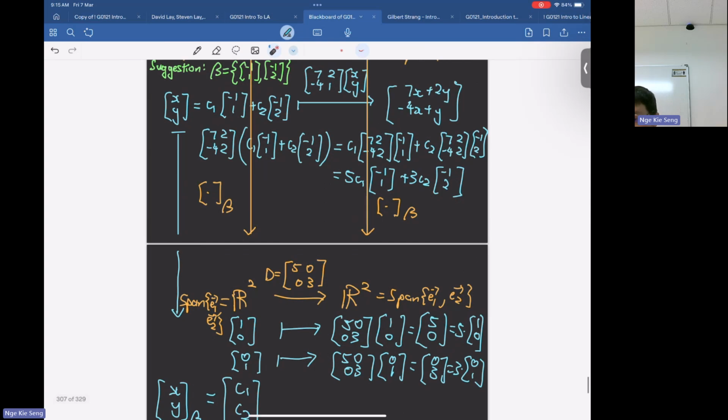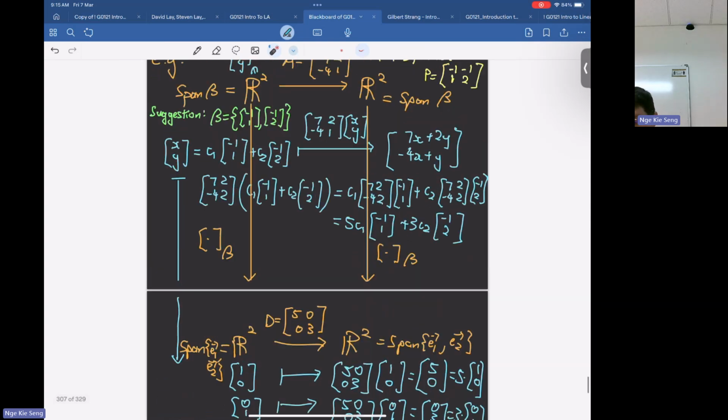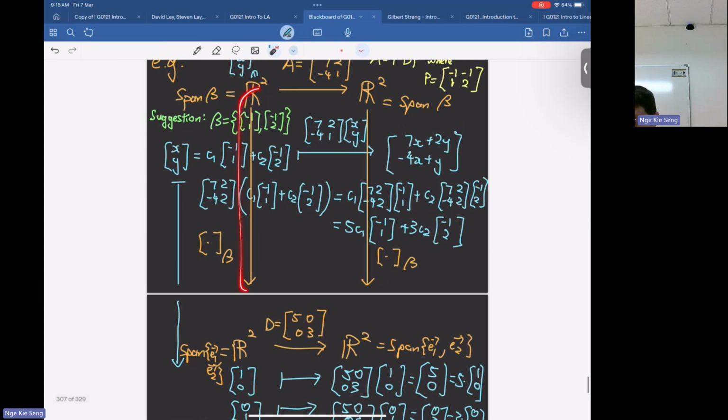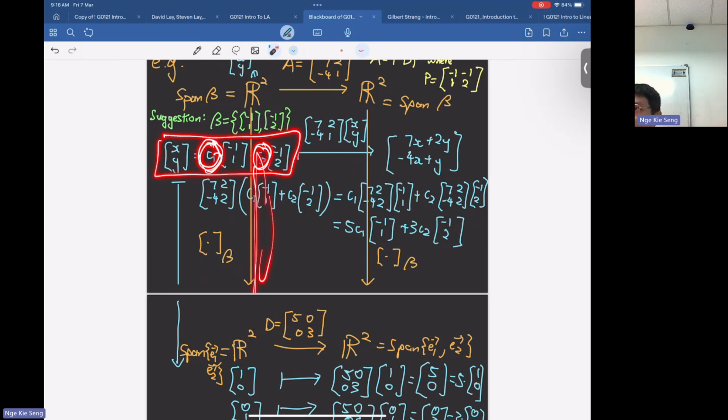Okay, so one thing I want you to remember in this chapter is this square, which we call a commutative diagram. This diagram shows how to go back and forth on the coordinate vector. I can express my vector in terms of the basis, and C1 and C2 are the coefficients of these basis vectors in the linear combination. This is how you go back and forth.